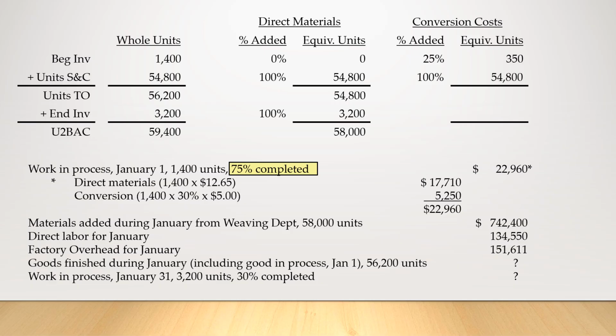Total units transferred out, 55,150. Ending inventory was 30% finished as of January 31st, so this is the percent that was added during this period.